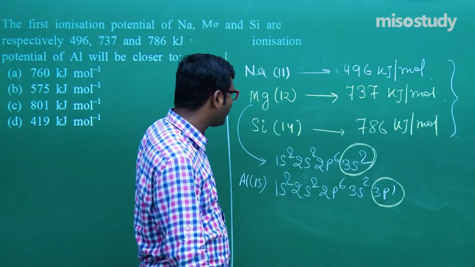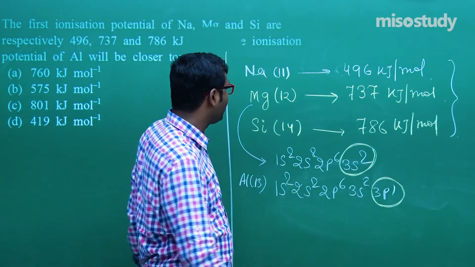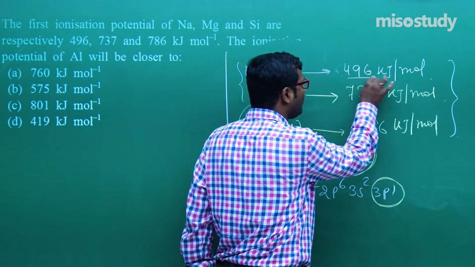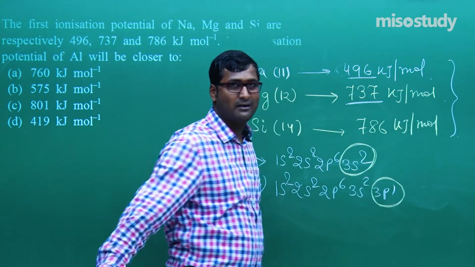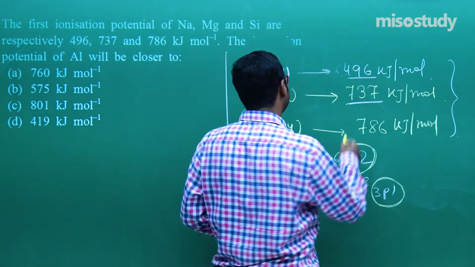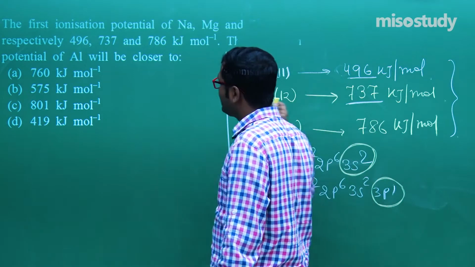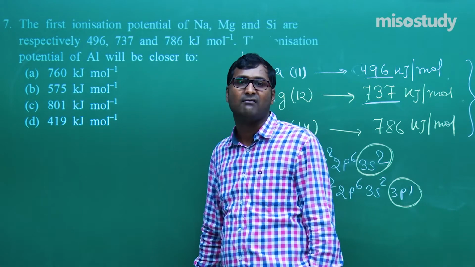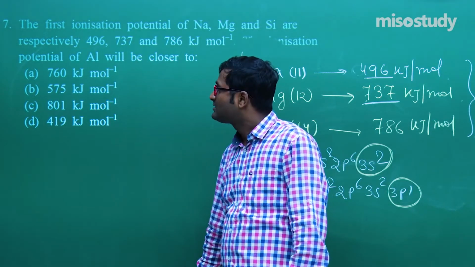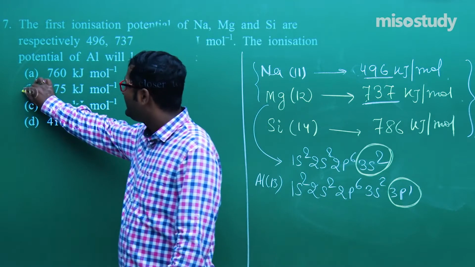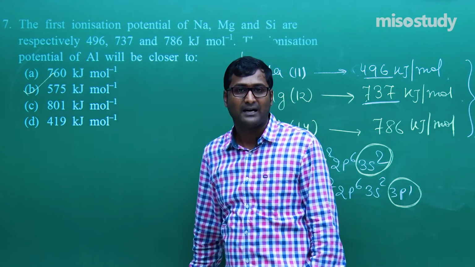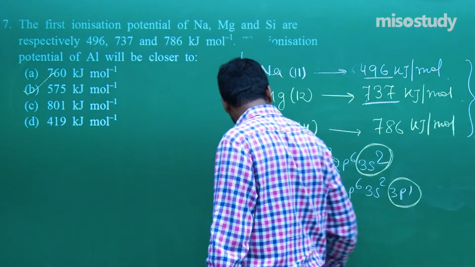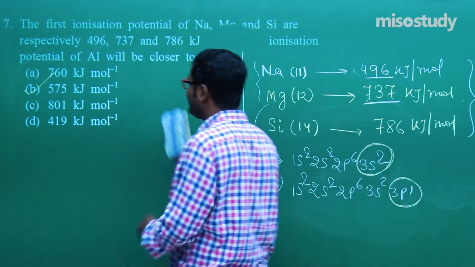So, aluminum has ionization energy that lies between sodium and magnesium, that is between 496 and 737. Now tell me which value is this one? 760? No, out of range. 575, that is between 496 and 737. So what will be the answer? For question number 7, B is the correct option. Am I right? Yes, sir, you are absolutely right. For question number 7, B is the correct answer. And I'm going to rub this part and we'll discuss the next one.